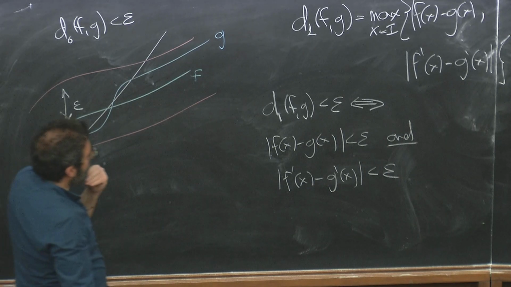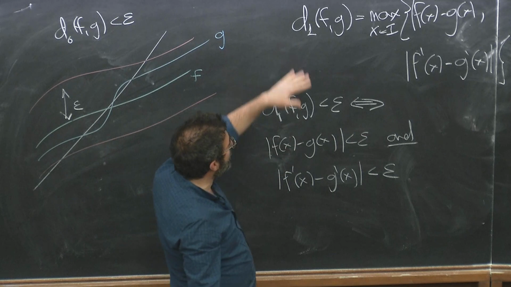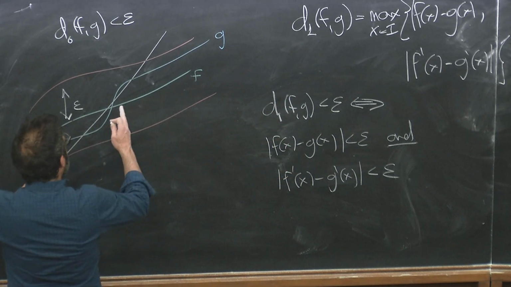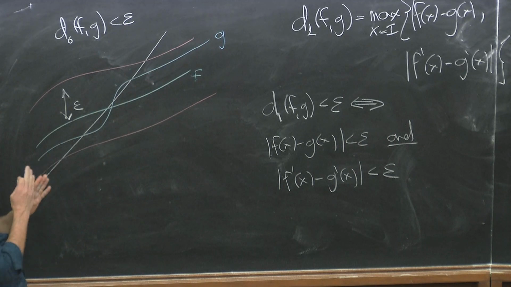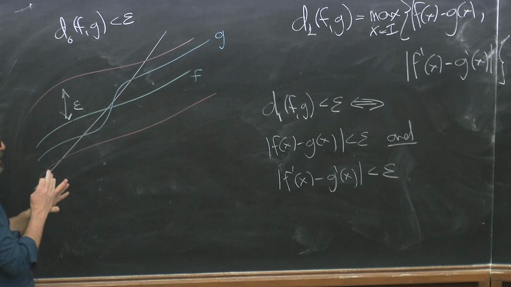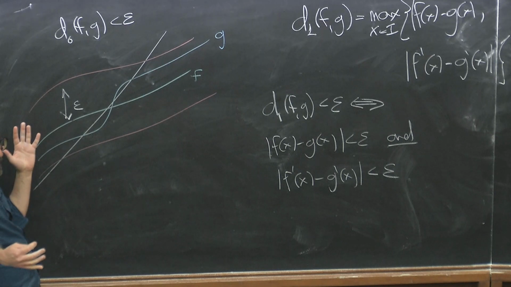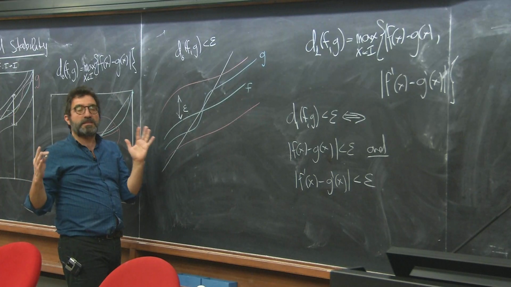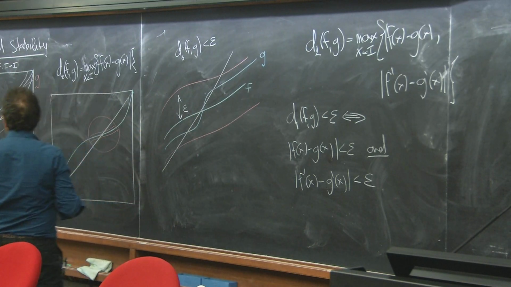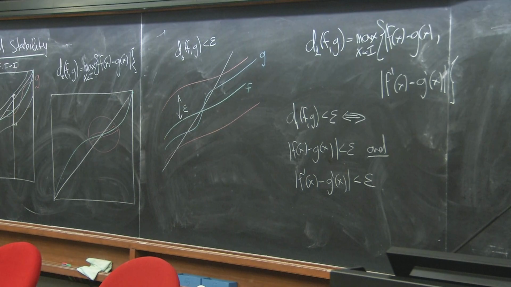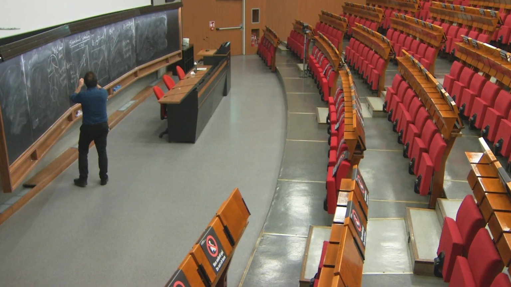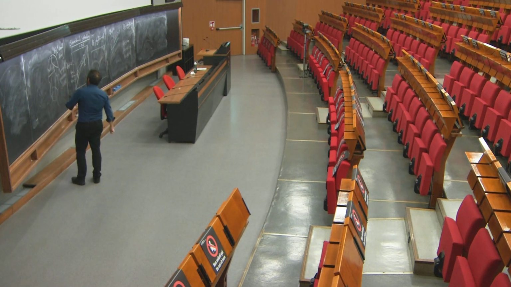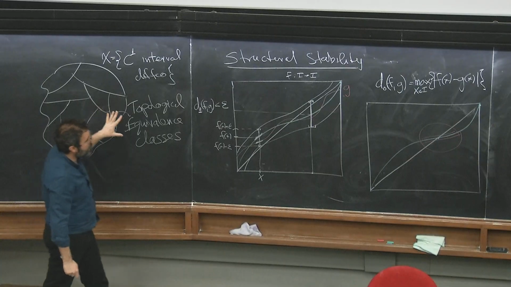So these are very different metrics. One of them is stronger than the other, right? In this case, these two maps are very close in the C0 metric, but very far in the C1 metric because the derivatives are different. Which means that it's much easier to approximate a function in the C0 metric. There are many more close functions. And the question is, what happens?